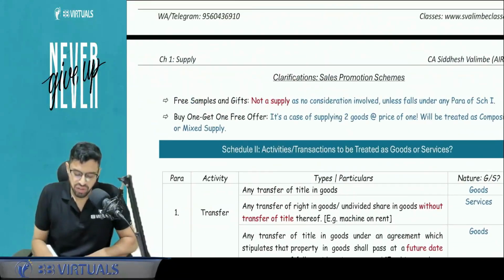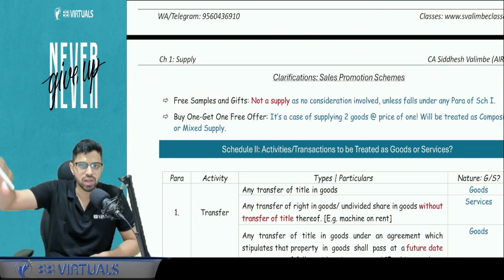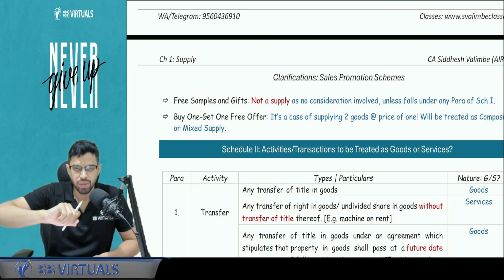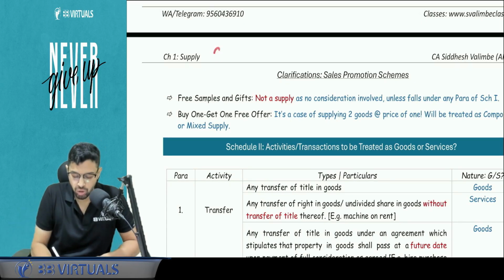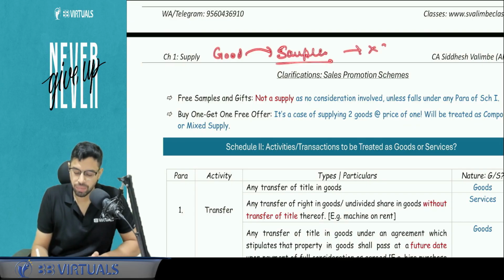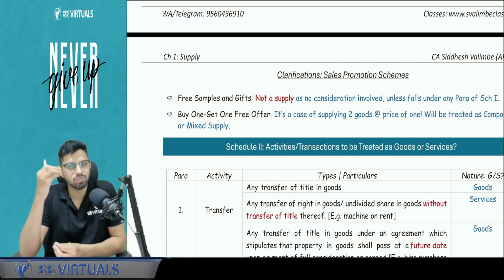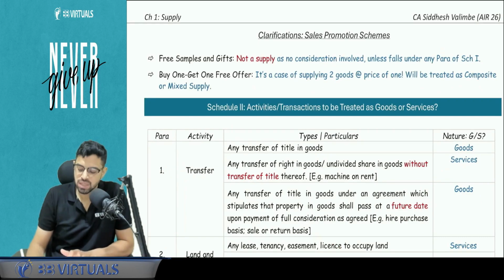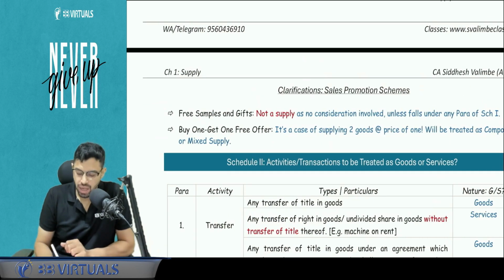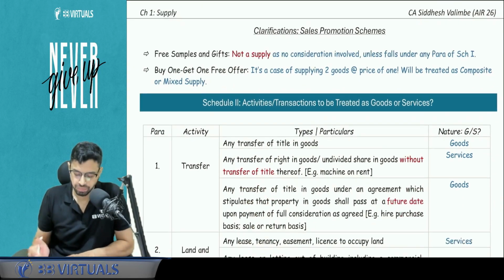Let's move to next. Free samples and gifts. So you are giving something away for free. Is it a supply? No. Consideration is not there. Unless schedule number 1 applies. That is if you have taken ITC. In general, if I have taken a good, no ITC is there and I give it as free gift or sample. Yes. So in that case, this is not a supply. ITC also on free gifts and something gets spoiled. ITC is also blocked. So this will not be a supply unless some specific schedule number 1 paragraph applies. For example, I am giving this gift to my related person. Then maybe it will apply, but in general, no.